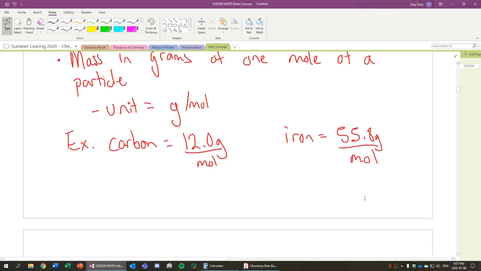Why am I showing these? Because these fractions, guess what, are two different units. They are conversion factors now.